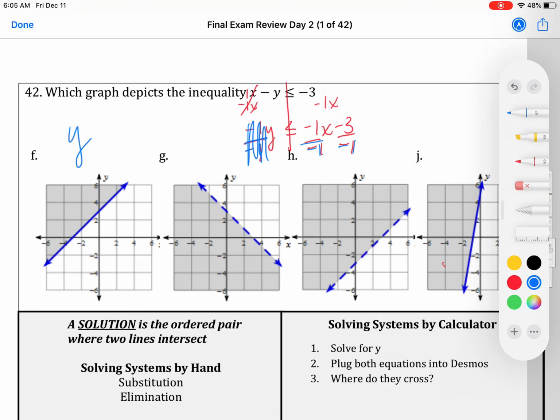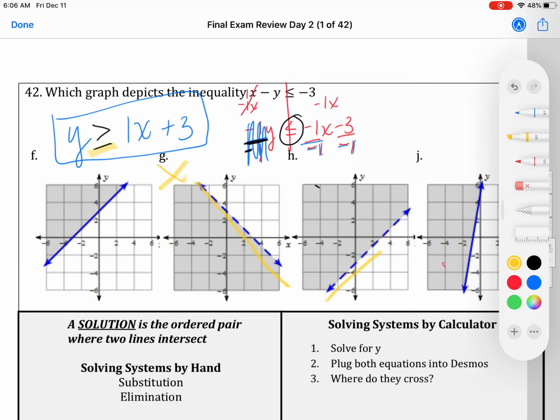That's what makes it go away, so that leaves me with a y. I divided by a negative number, which means my sign has to flip. Now negative 1 divided by negative 1 is positive 1 with an x. Negative 3 divided by negative 1 is positive 3. This symbol has a solid line, so it's not G and it's not H. That's a dashed line, so it's neither of those.